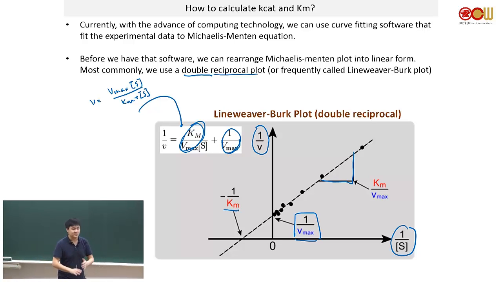But just like I said, nowadays there are a lot of graphing softwares, like Origin, for example. You can just put in the data, select the nonlinear regression that you want to use, and it's going to fit the data for you. Right? It's a lot easier. Okay? Are we okay with this?